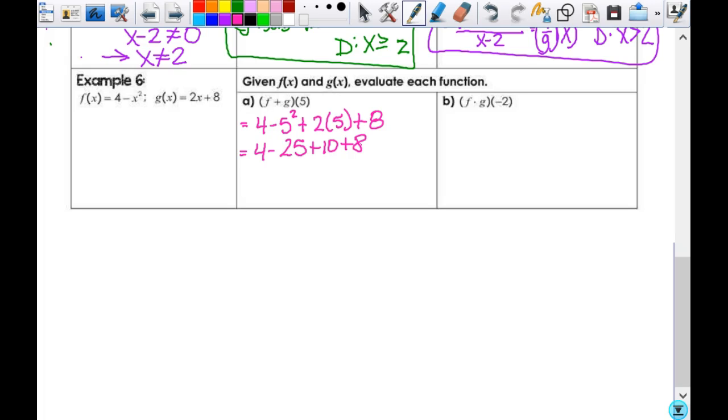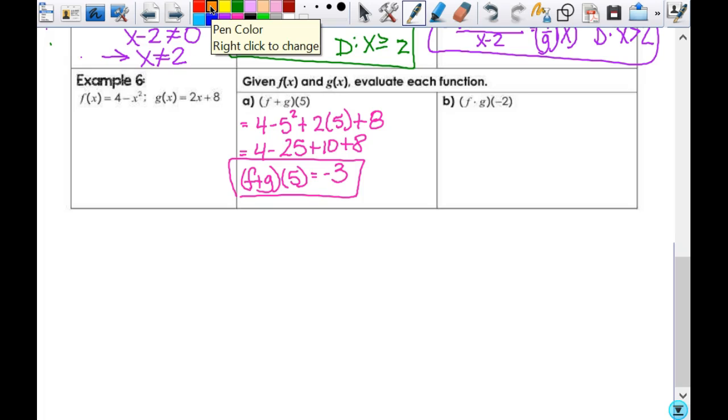And if it were me, I would not just go from left to right here. I'd do all my positives. So I've got 10 and 8 is 18 and 4 is 22. So 22 and a negative 25 is what? Negative 3. There we go.